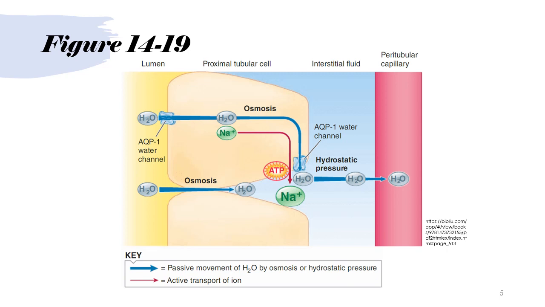tends to pull water into the peritubular capillaries, simultaneously with the push of the hydrostatic pressure in the lateral spaces that drives water toward the capillaries. By this means, 65% of the filtered water, or 117 liters per day, is passively reabsorbed by the end of the proximal tubule. And this is seen here on the image, where the blue arrows represent our passive movement of water by osmosis or hydrostatic pressure, and the red arrow focuses on the active transport of ions.